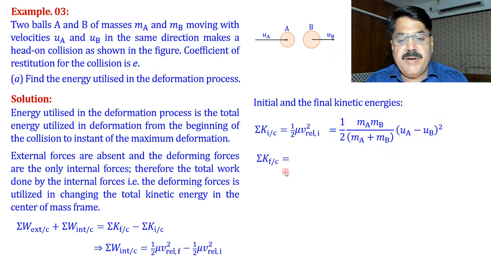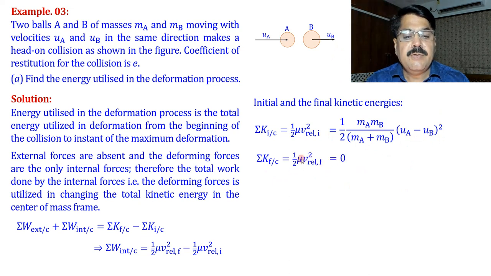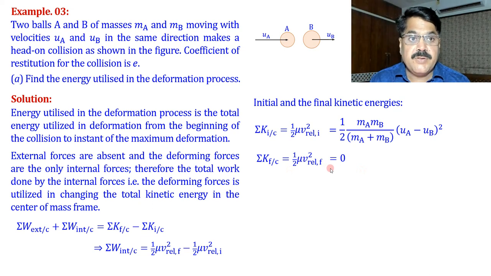Summation K final with respect to C is half mu V relative final square, and that should be 0, because at the time of maximum deformation both the blocks have the same velocity as the center of mass has.